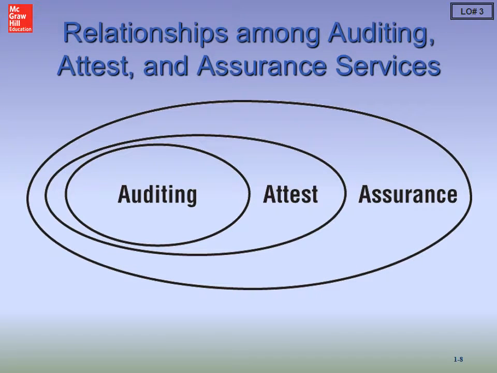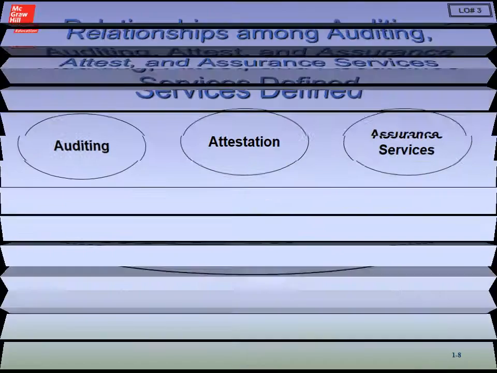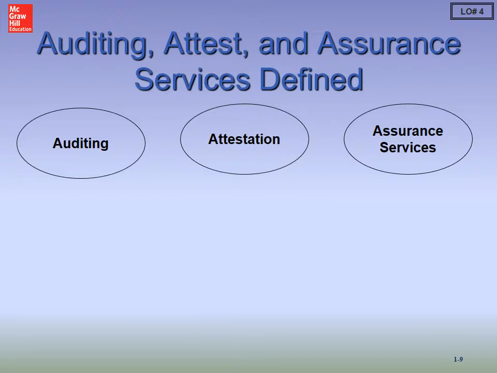Okay, taking a look at the next slide now, looking at our different levels of assurances. Okay, so we have our assurance services, and assurances encompass both attests and audits. So let's just think of some examples underneath these. When we talk about auditing, auditing is an assurance service, as you saw in the previous slide, and that's typically providing an opinion over financial statements.